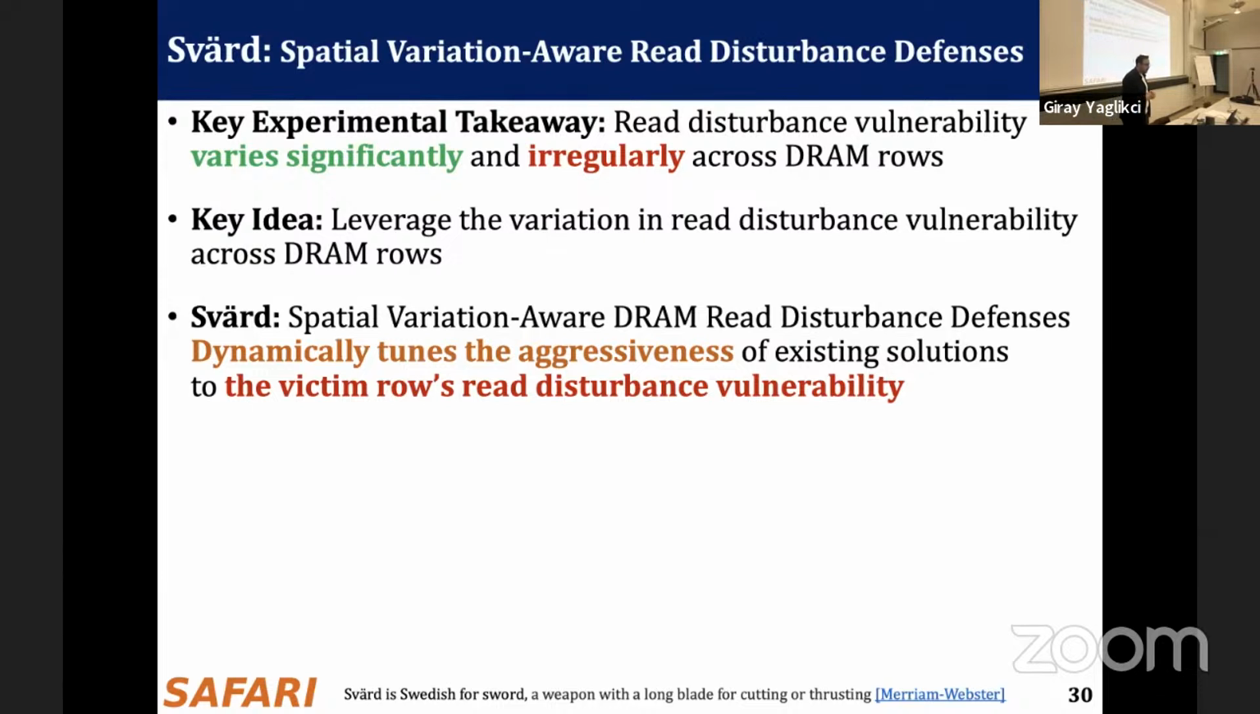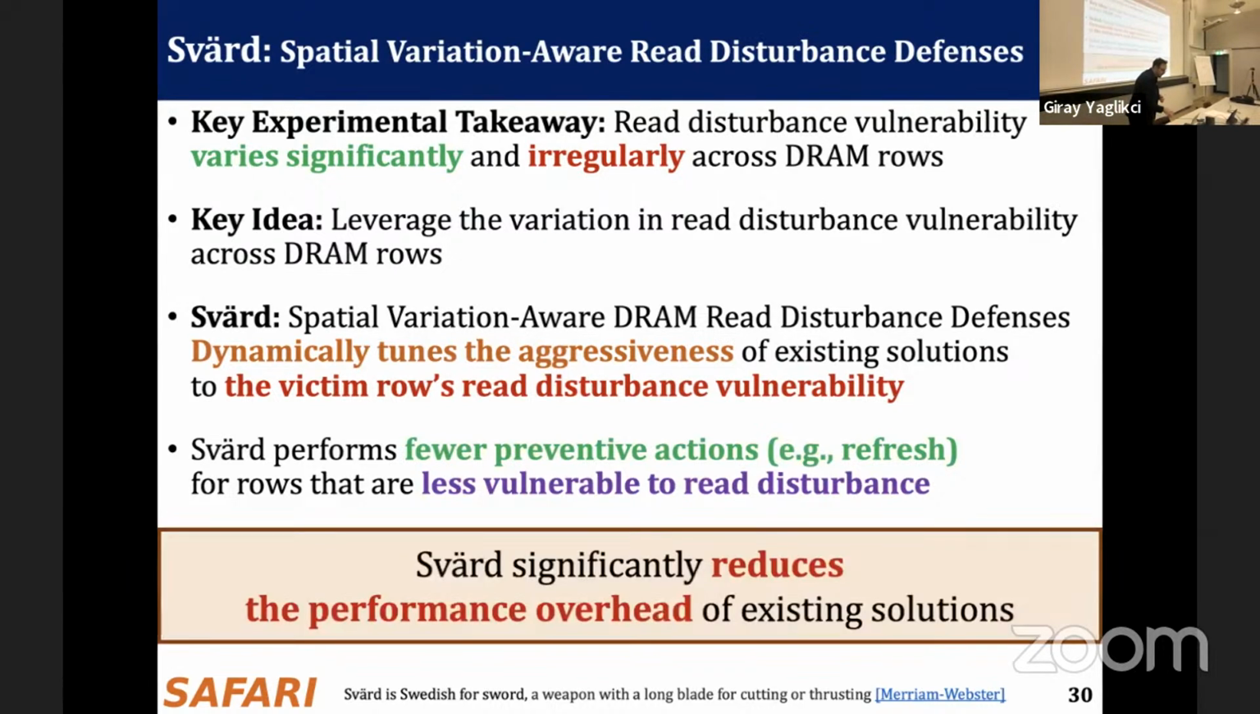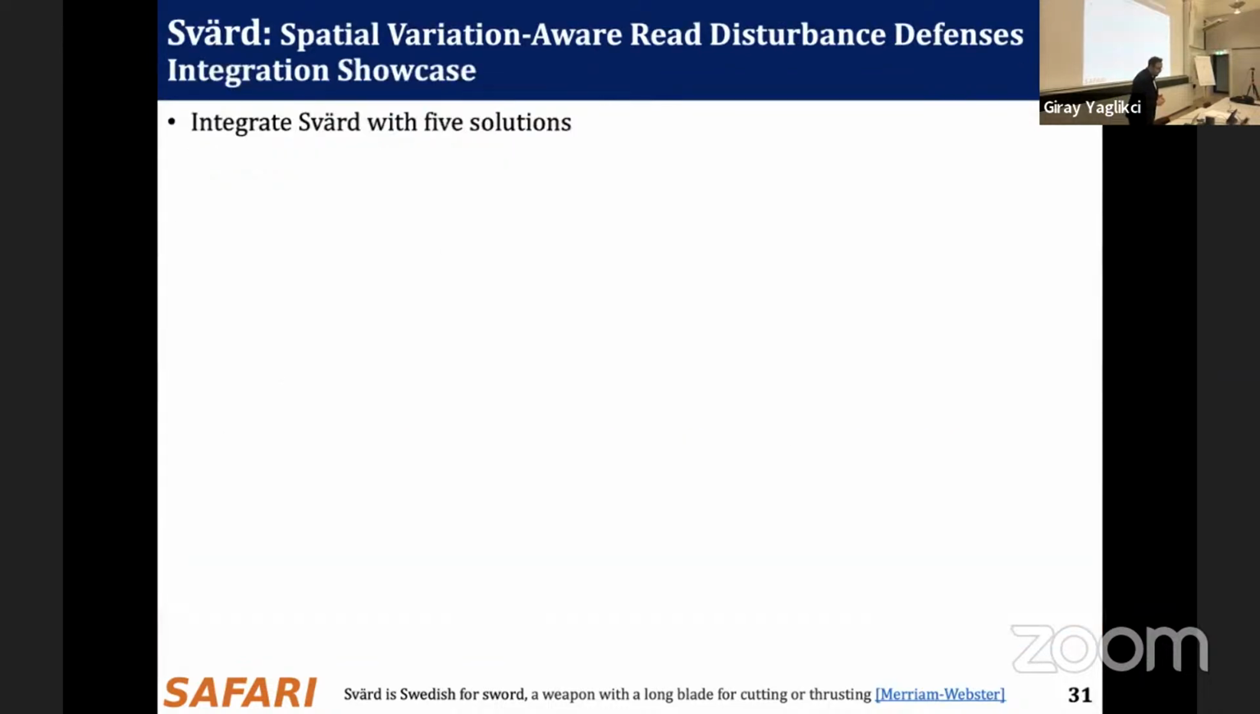Our mechanism is spatial variation over read disturbance defenses, and it dynamically tunes the aggressiveness of an existing solution to the victim row's read disturbance vulnerability. Svärd essentially performs fewer preventive actions if your row is more resilient to read disturbance bit flips. By doing so, it reduces the number of preventive refresh operations that you perform in your system. As a result, your performance overhead reduces and your system performance improves.